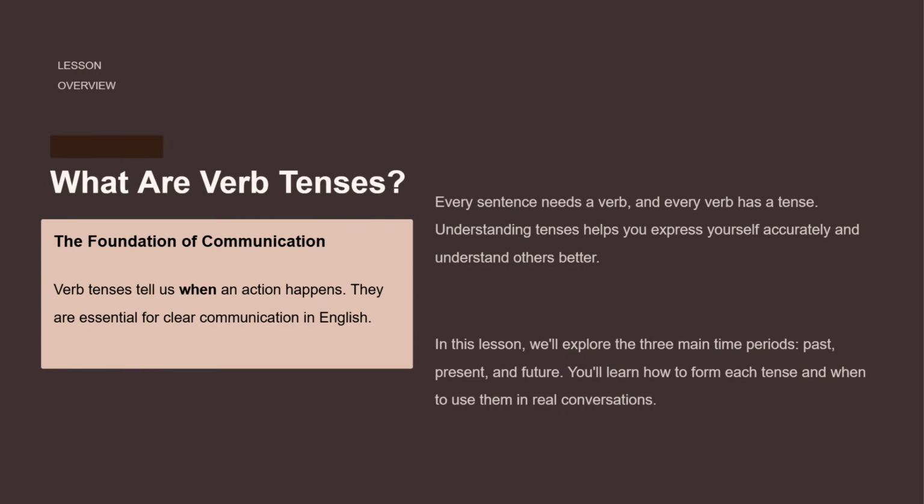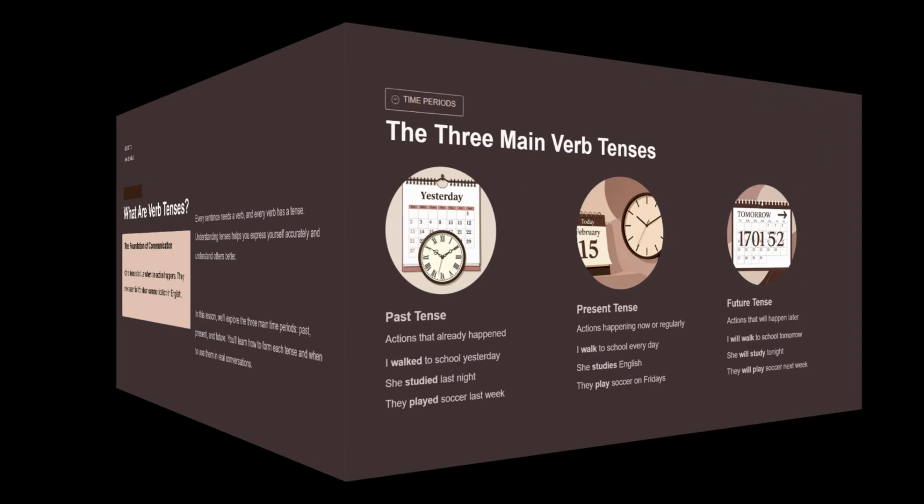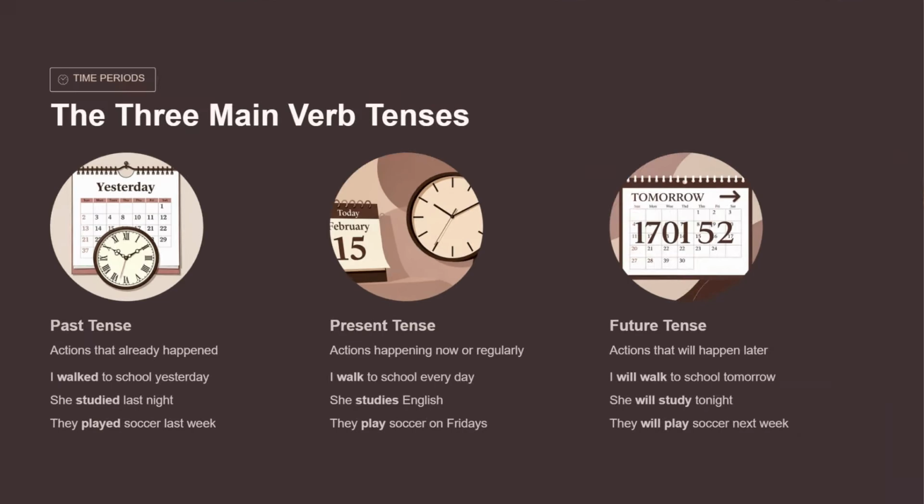The foundation of communication using verb tenses. Verb tenses tell us when an action happens. They are essential for clear communication in English. The three main verb tenses: past tense, present tense, future tense. These are all time periods.